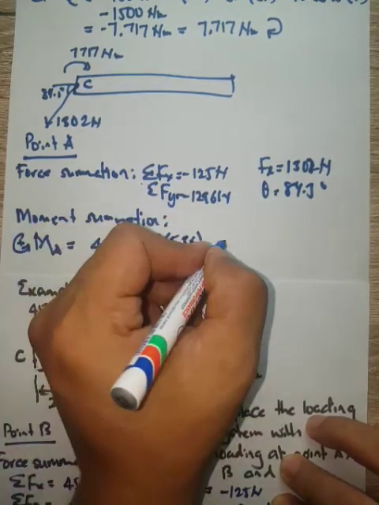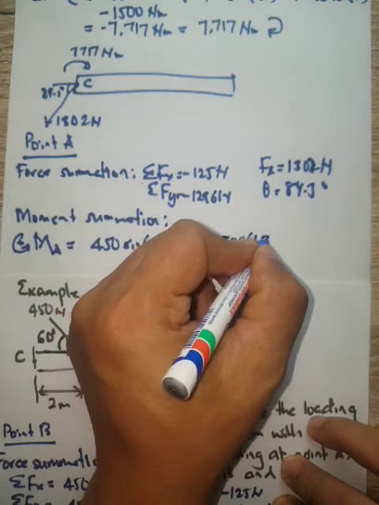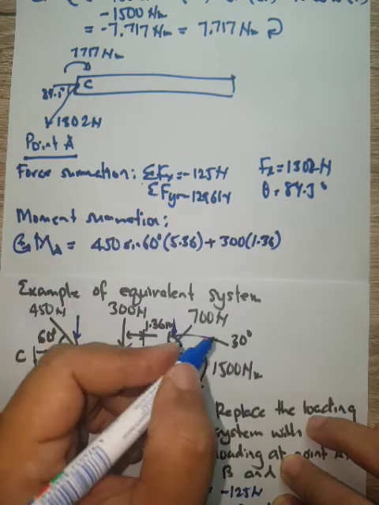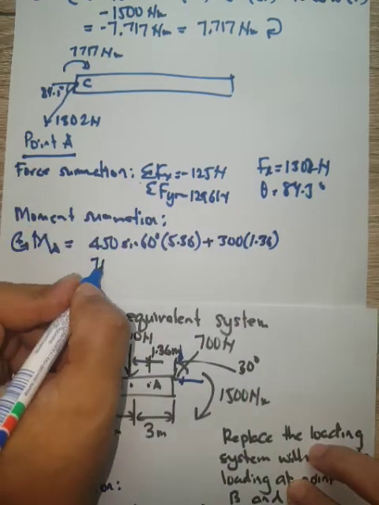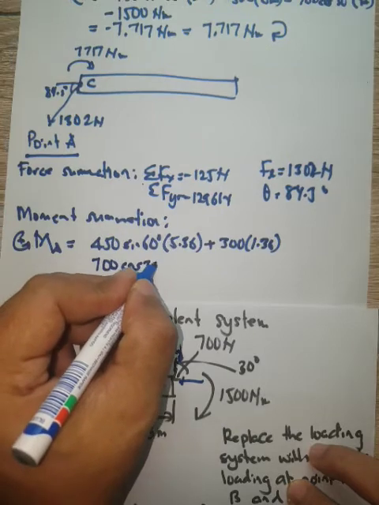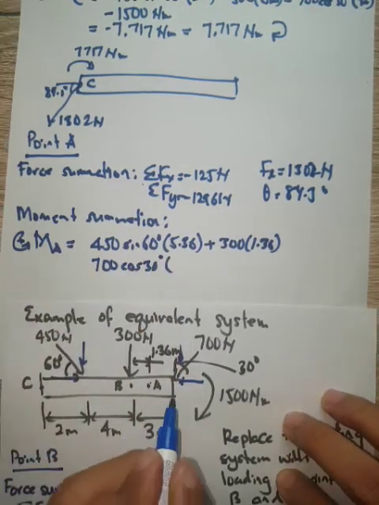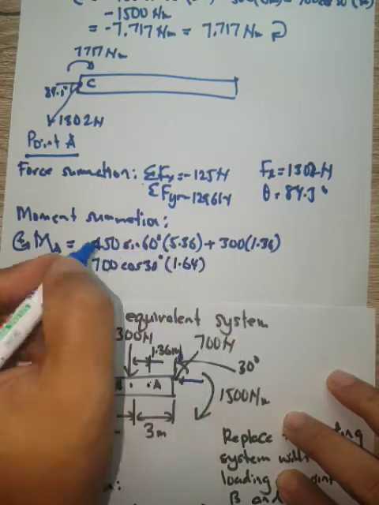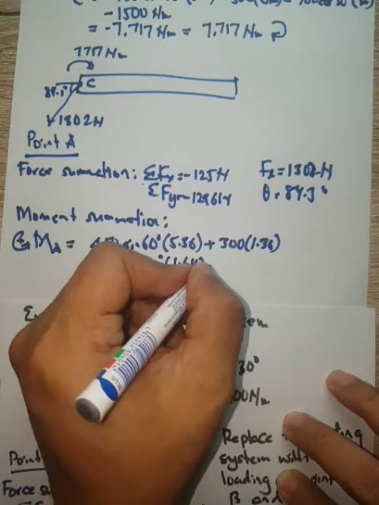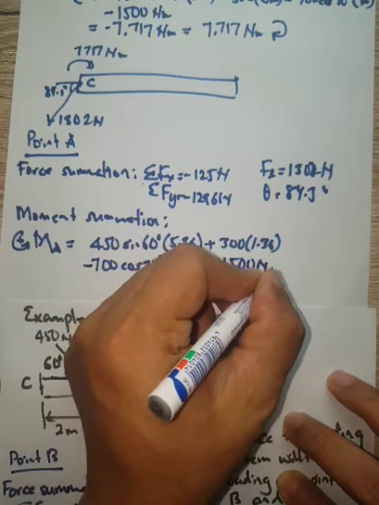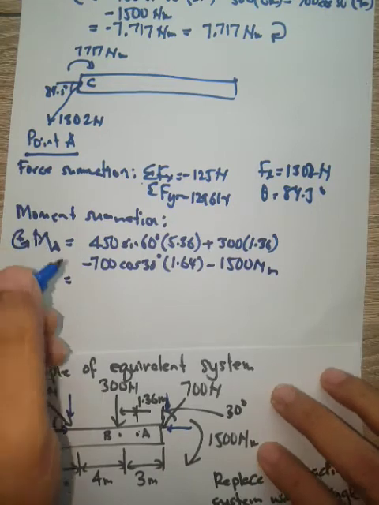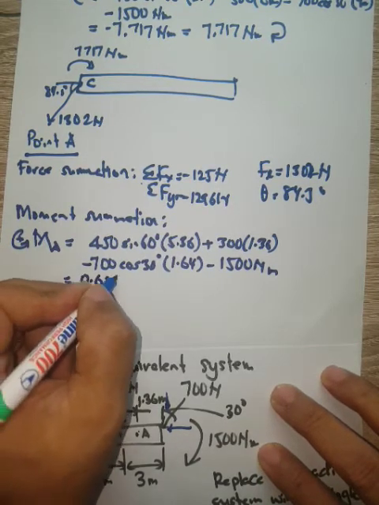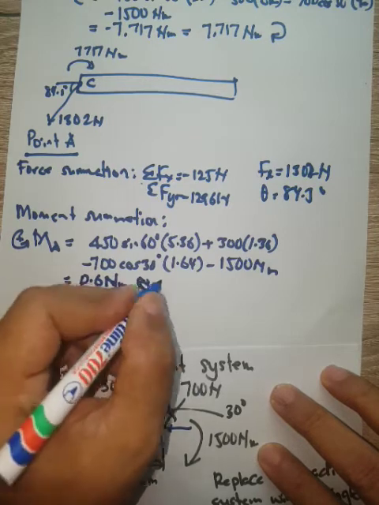Next we have 300 Newton times 1.36. It's also counterclockwise positive, and then we have 700 cosine 30 degree times the distance from here to A, around 1.64 meter. It's clockwise, so it's negative, and then negative 1500 Newton meter. So the result we get is 0.6 Newton meter. We assume it is nearly zero.